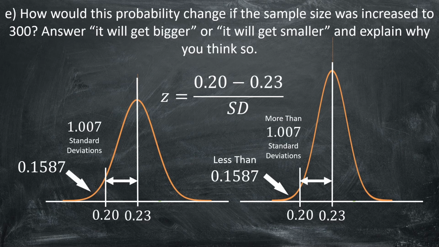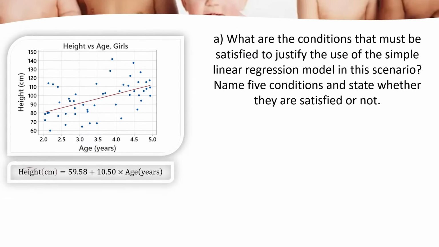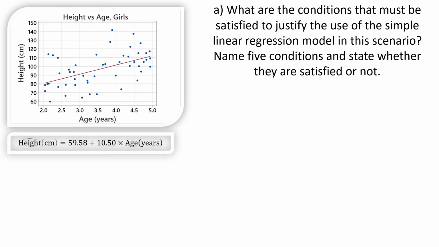Moving on to the second question. Here we're talking linear regression and we're talking about babies. So the scatter plot we're about to look at shows the height of 50 girls in centimeters plotted against their ages being between 2 and 5 years. The line of best fit is shown in red. So what are the conditions that must be satisfied to justify the use of the simple linear regression model in this scenario? Name 5 conditions and state whether or not they are satisfied.